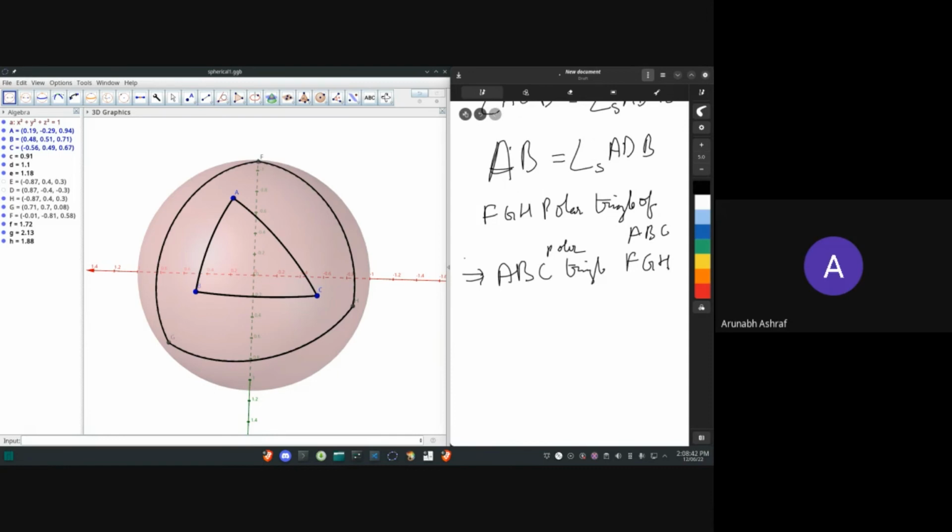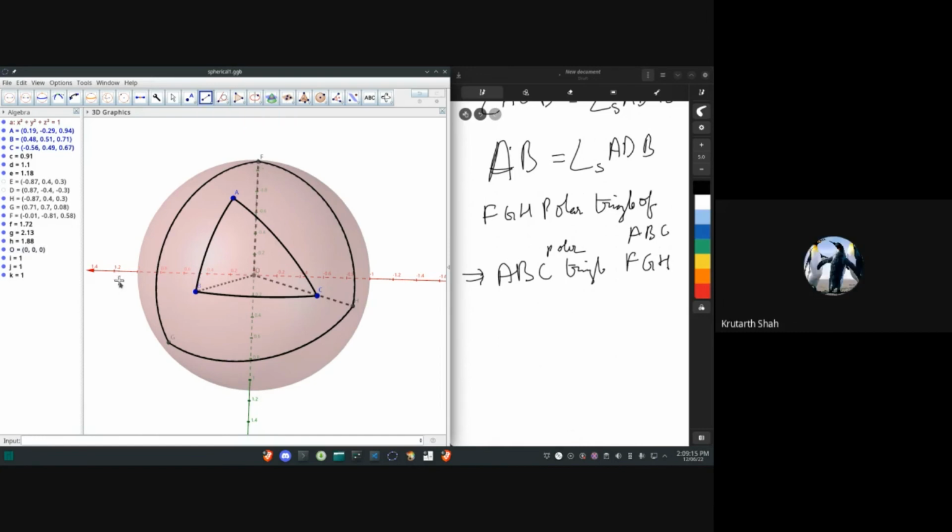May I try? Yeah, sure. So F is the pole of BC, right? Yes. So assume that O is the center of the sphere. So BOF is 90 degrees and H is the pole of AB. So for the same reason, BOH is also 90 degrees. Right. So you get B is the pole of FH.